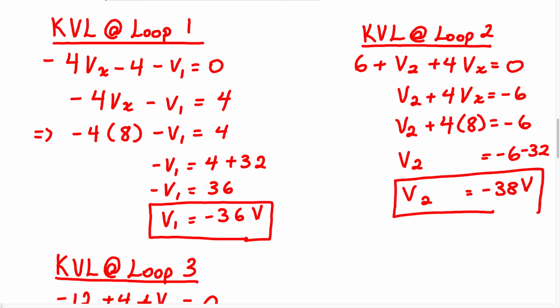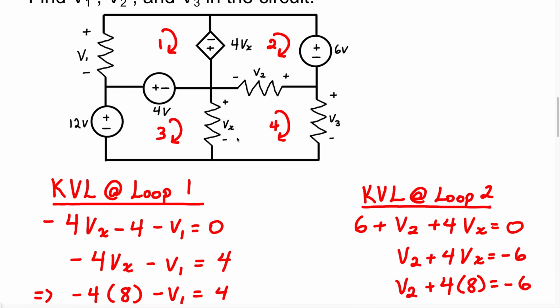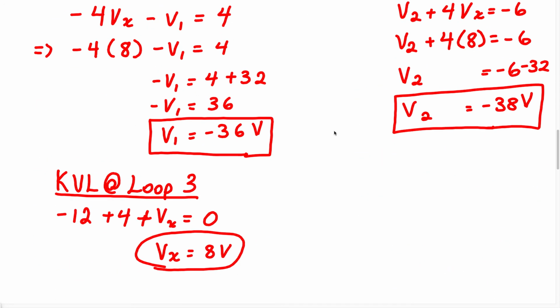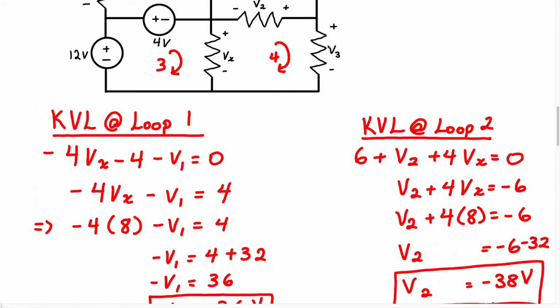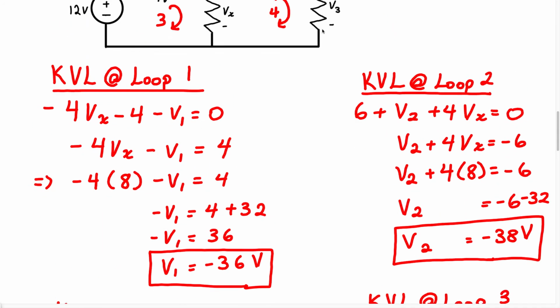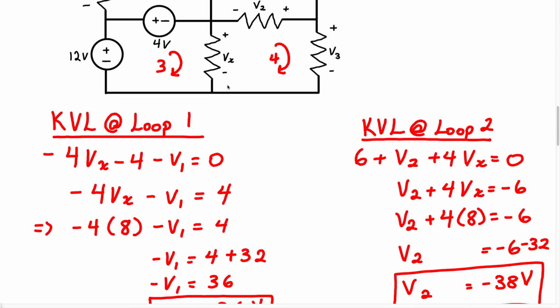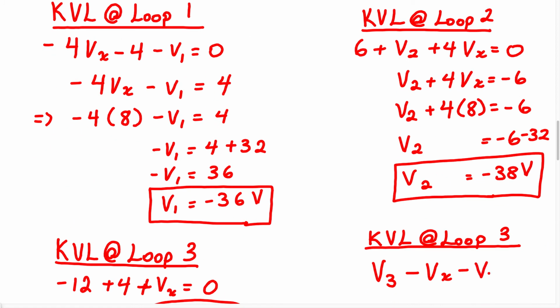for V2. Now they want us to find one more voltage, which is V3. So we're just going to take a KVL equation at loop 3 to find the voltage across this resistor, which is going to be V3. So we're going to say KVL at loop 3. We're going to have plus V3 here. So we're going to have positive V3 minus Vx minus V2, and all of that equals 0.